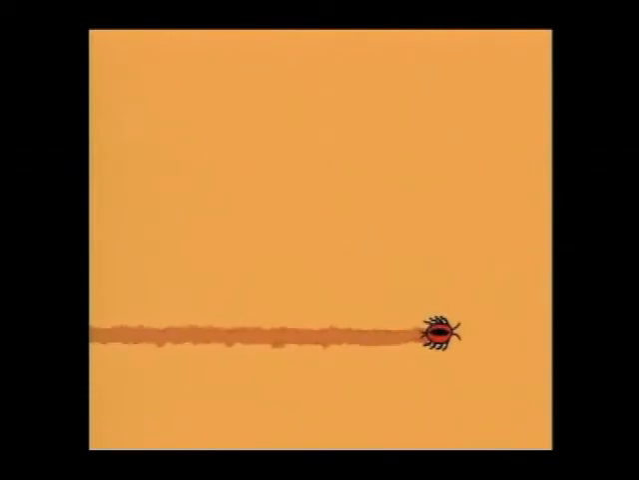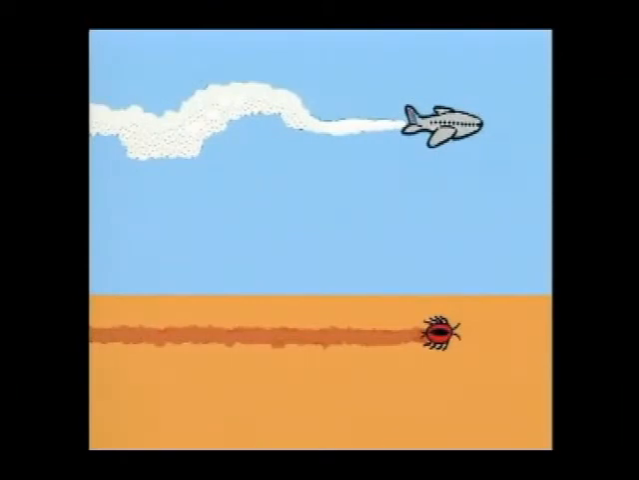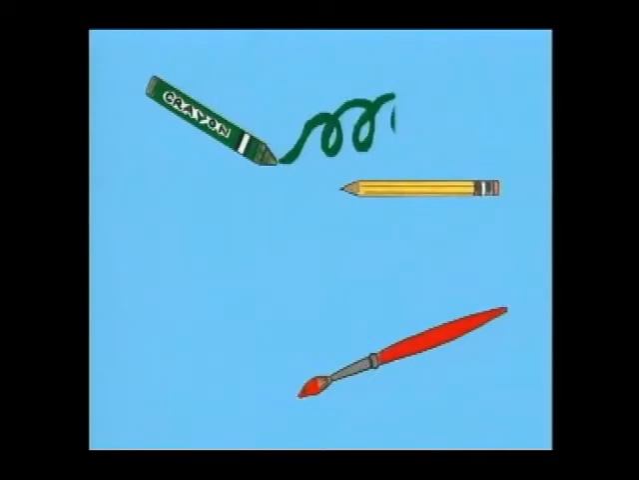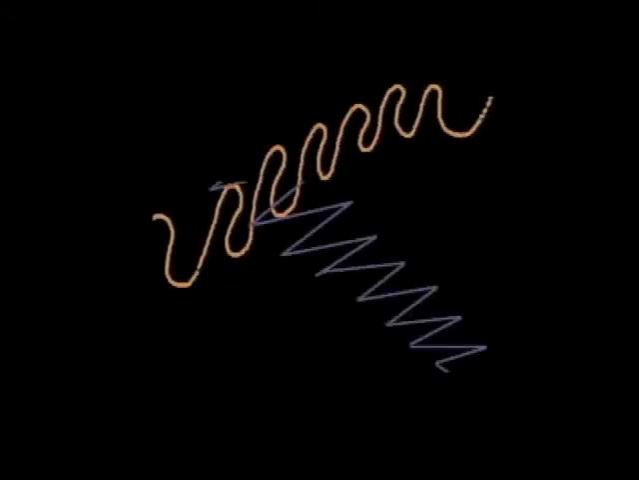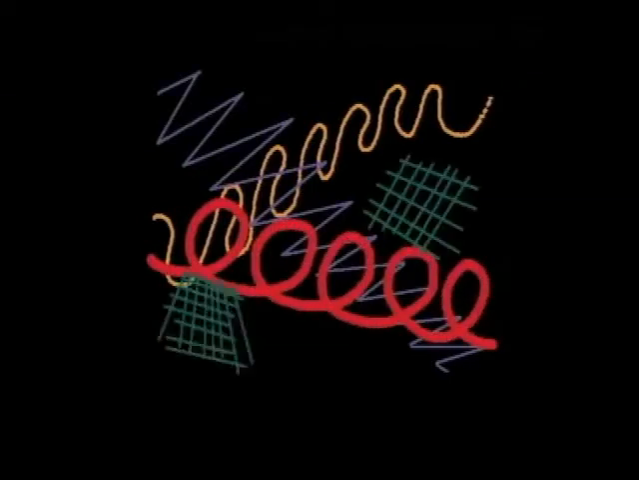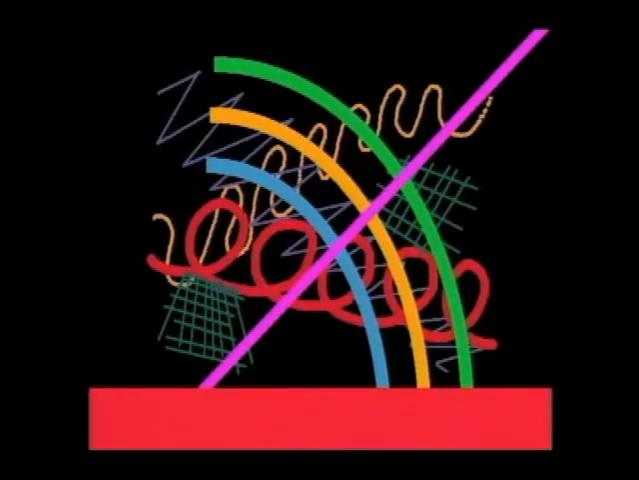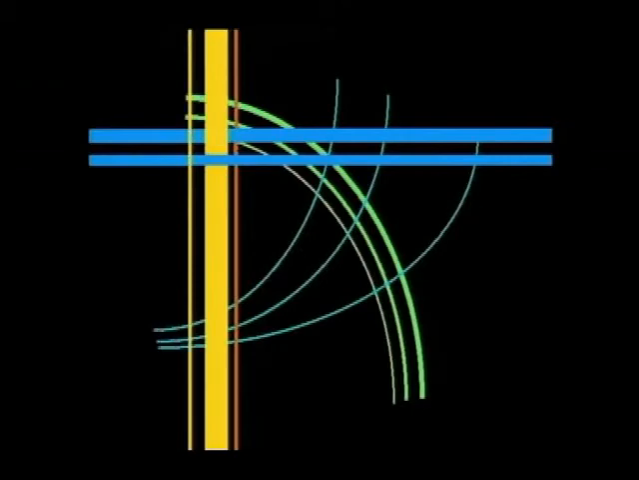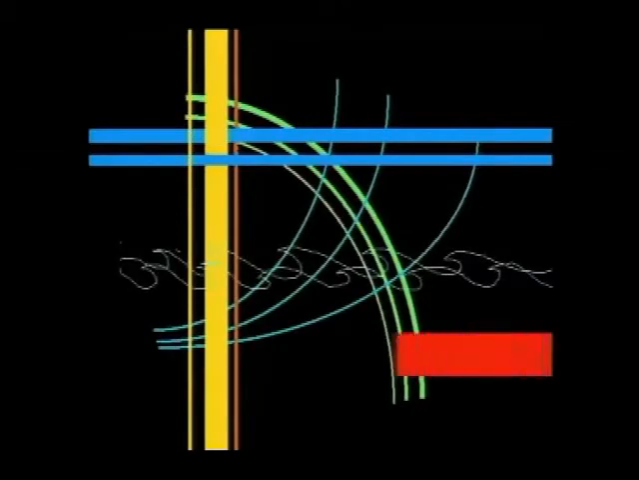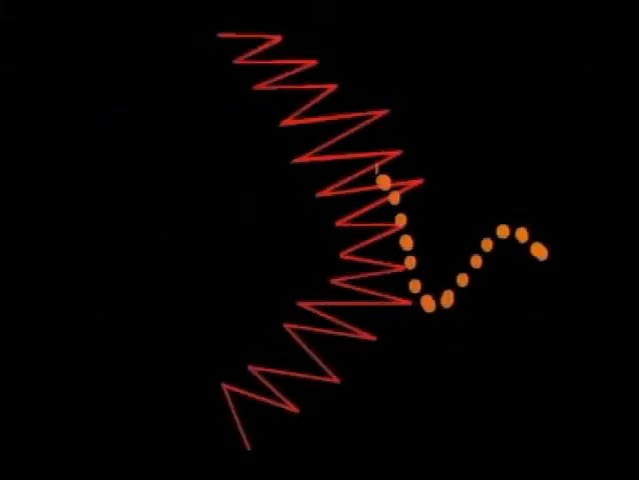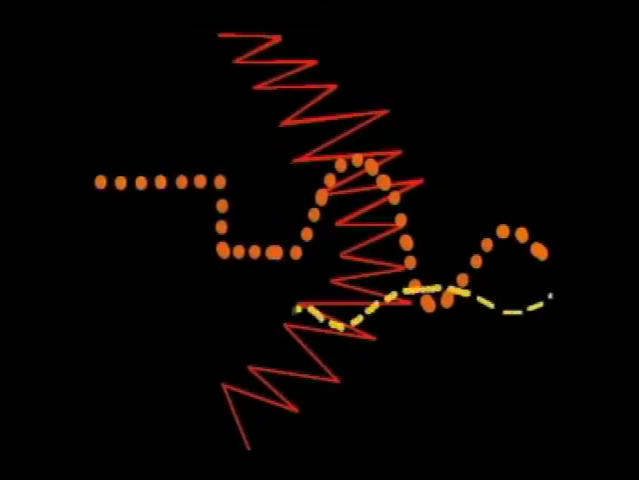Just like an insect leaves a line as it crawls through the sand, or a plane leaves a line of vapor in the sky. A line is the path you make with a pencil, crayon, or brush. There are many kinds of lines. Lines can be straight or curved, thin and delicate, or thick and bold. They can be jagged, dotted, broken, or even scribbled.